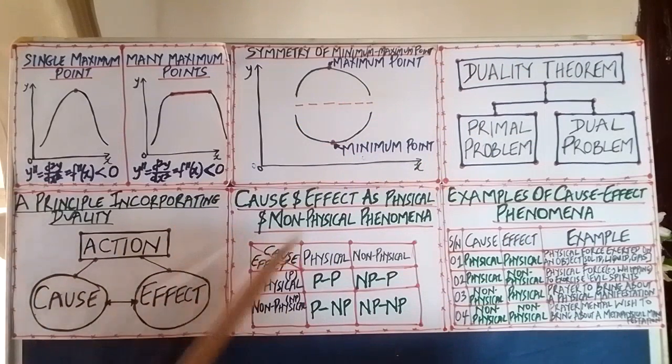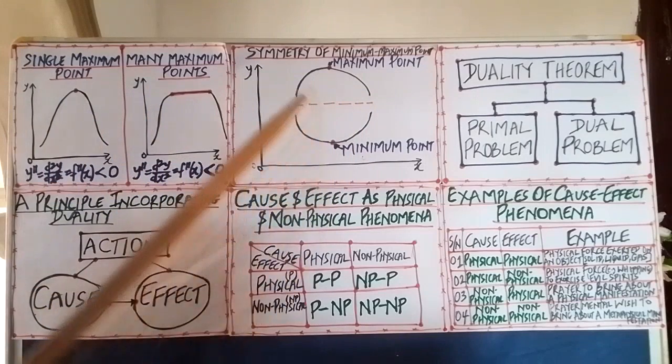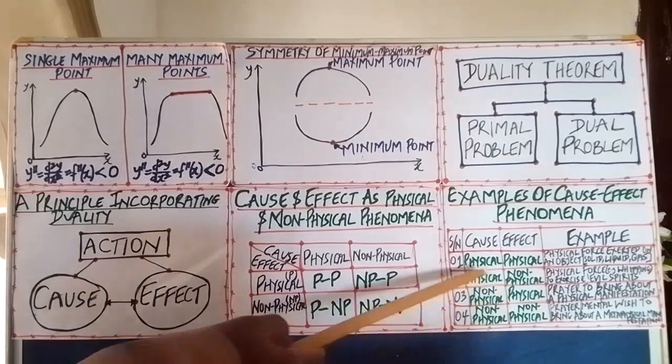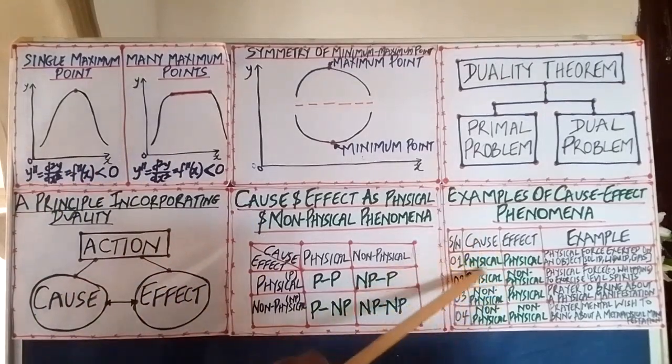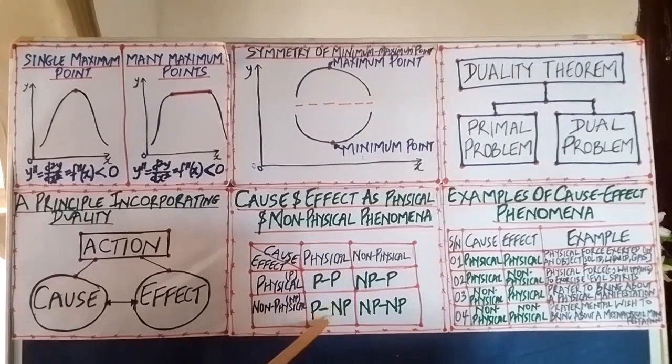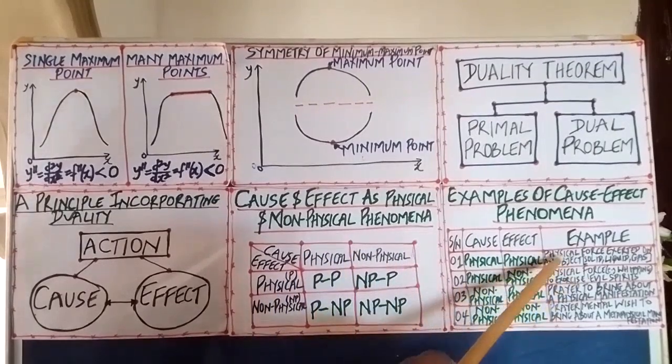So when you apply force on an object, whether it's a solid, a liquid, or a gas, you expect to have a corresponding motion. Action and reaction are equal and opposite. That's Newton's law, one of the three Newton laws of motion. Then we look at the second one. We have a physical cause and a non-physical effect.